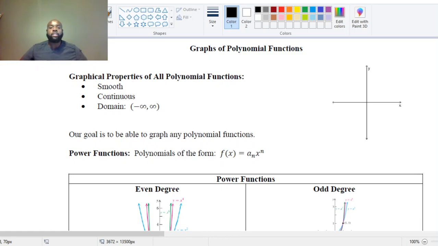In this video, we're going to talk about how we can graph polynomial functions. We would like to graph any polynomial function, and so we're going to talk about the methods that we could use to help us do that.